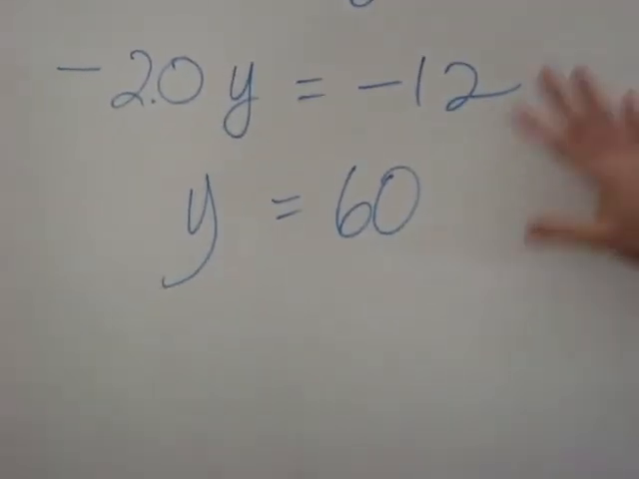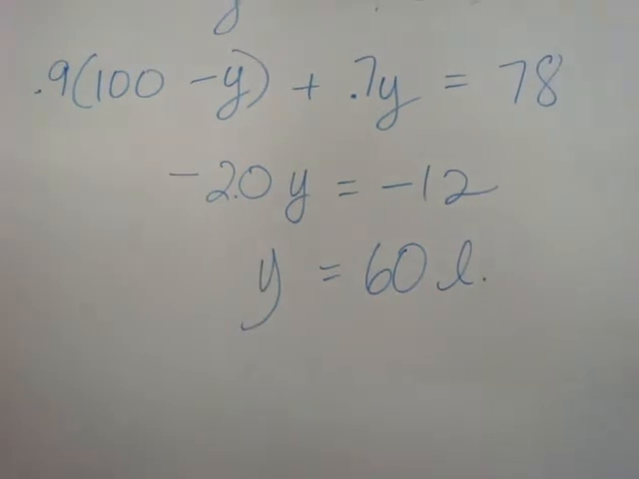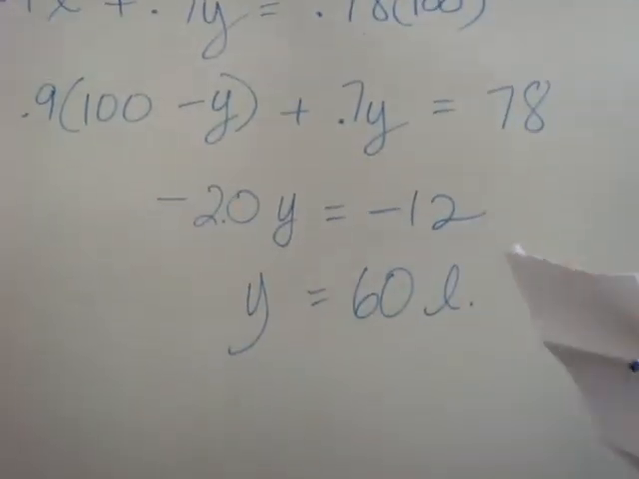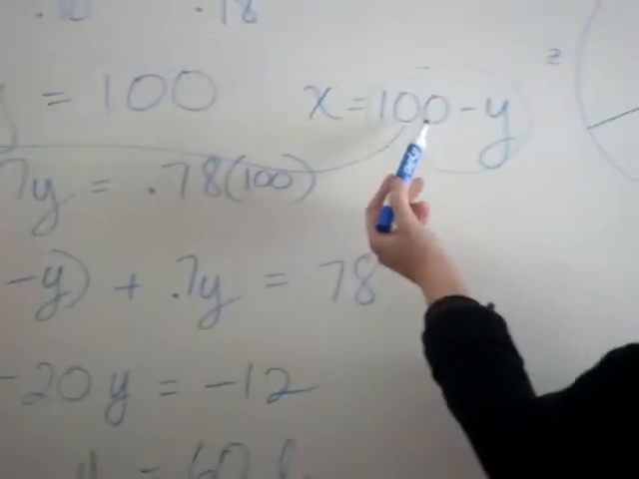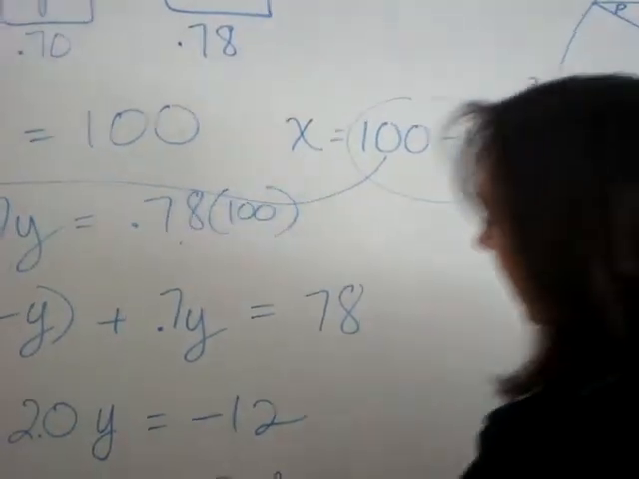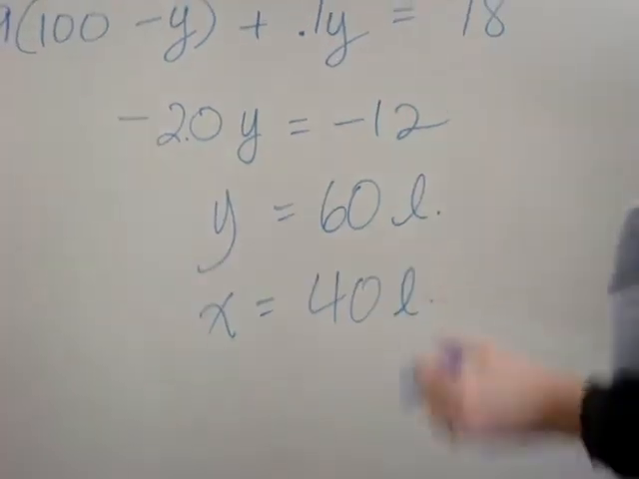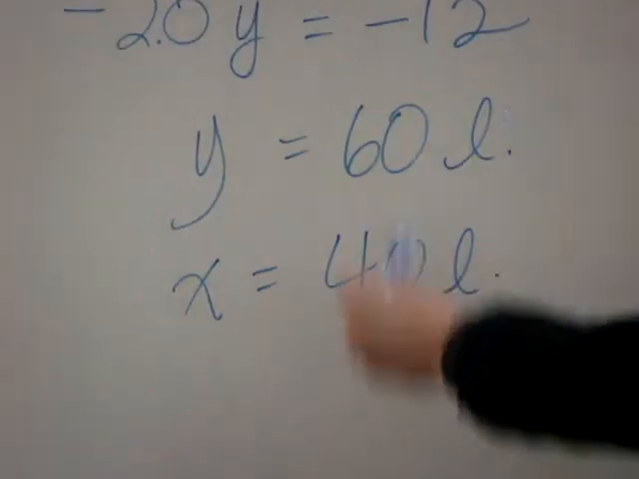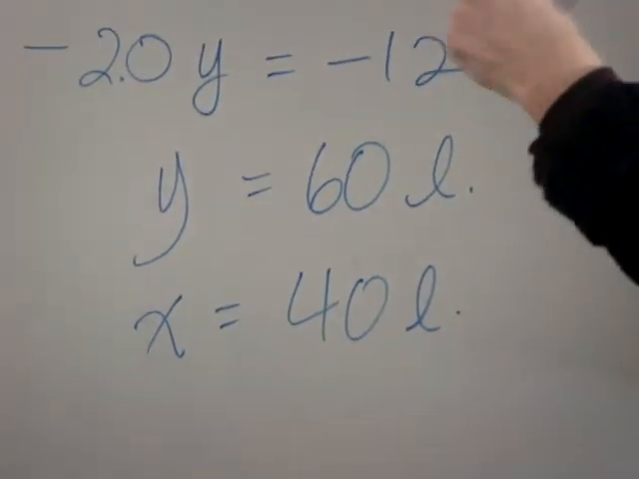Most of you missed this problem because you didn't put liters at the end of it. You just left it blank. If it has liters in the problem, you need to put liters in your solution. And then we just go back up here, we'll take 100 minus 60 and get x equals 40 liters. So even if the only thing you missed on this problem was you forgot the units, you need to write this whole thing down and resubmit it to me.